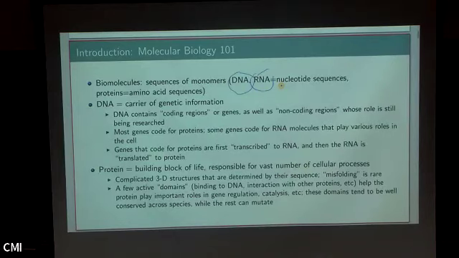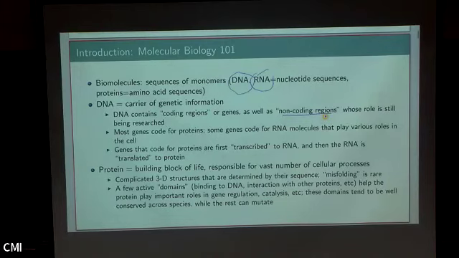So DNA carries genetic information. It basically contains these coding regions. It also contains non-coding regions. Most genes code for proteins, but some also code for RNA molecules that have their own role. I won't talk about proteins very much, but essentially there is a three-letter genetic code that translates RNA to a sequence of amino acids. And there's a machine called the ribosome that does it in the cell.